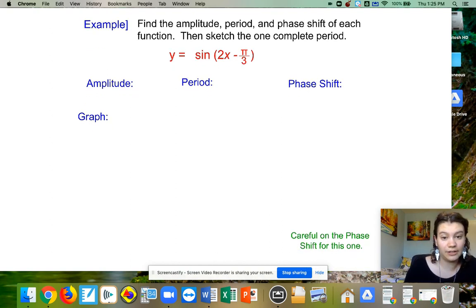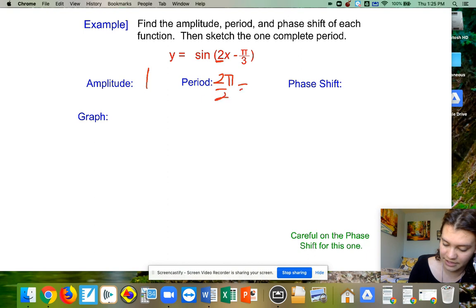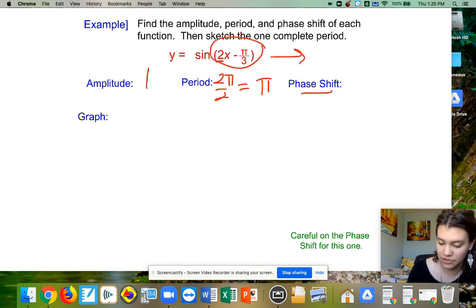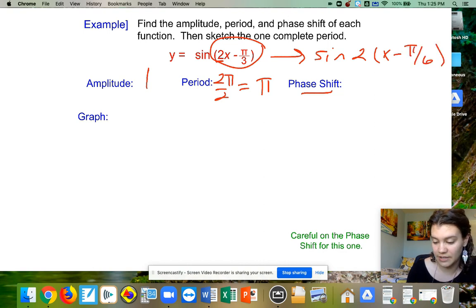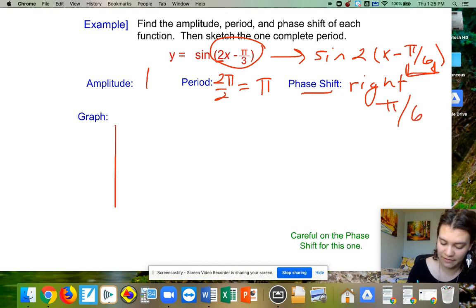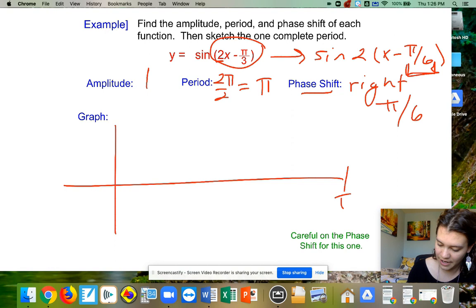All right, so another one here. Our amplitude, since there's nothing written, is going to be 1. Your period comes from this 2, so 2 pi divided by 2 is going to give you pi. And then you have to be careful here on your phase shift. Before you can get your phase shift, you need to factor out the 2. So you can factor this out to sine of 2 times x minus pi over 6. And then this pi over 6 is then going to be your phase shift. So the phase shift is right pi over 6. And then go back to graphing this. So our period is pi, cut it in half and into fourths.